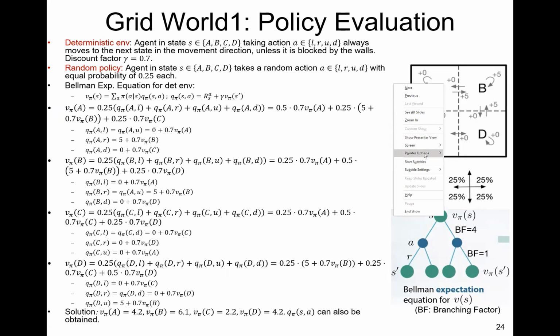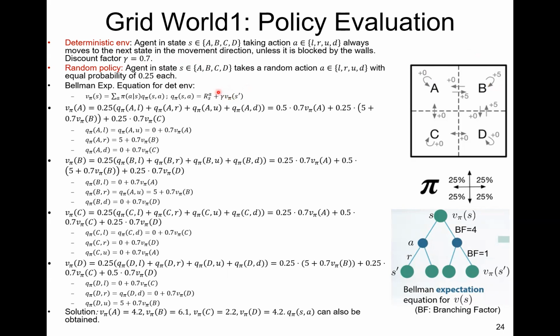So the environment is deterministic. Taking an action A always moves to the next state in the moving direction unless it is blocked by the walls. Then it stays put in the same state. The discount factor gamma is 0.7.